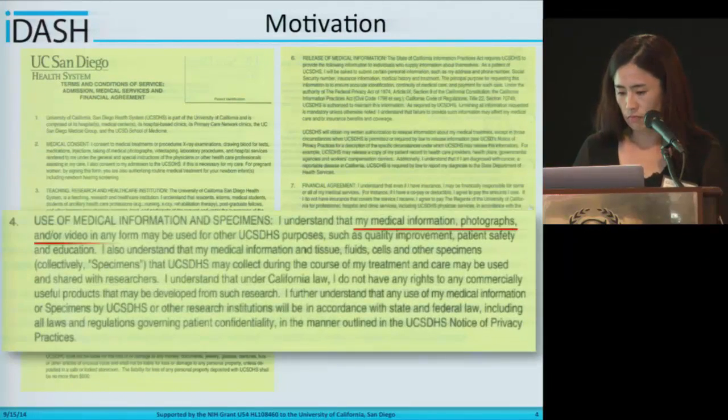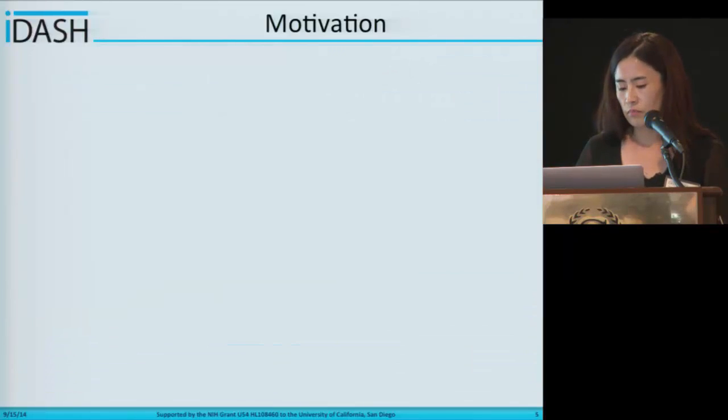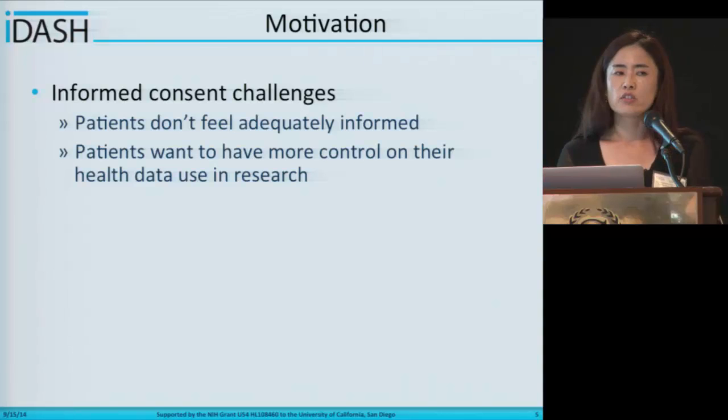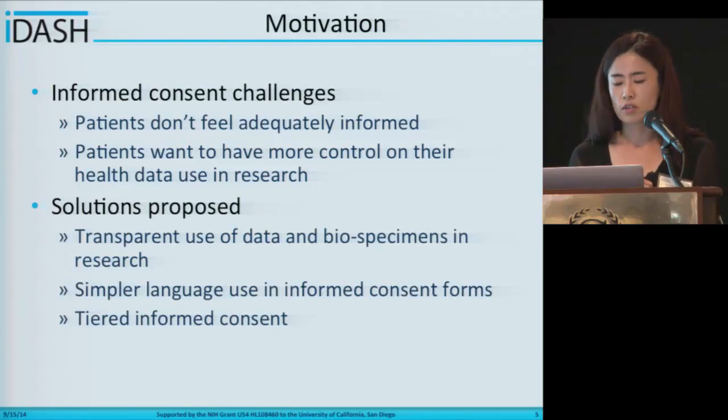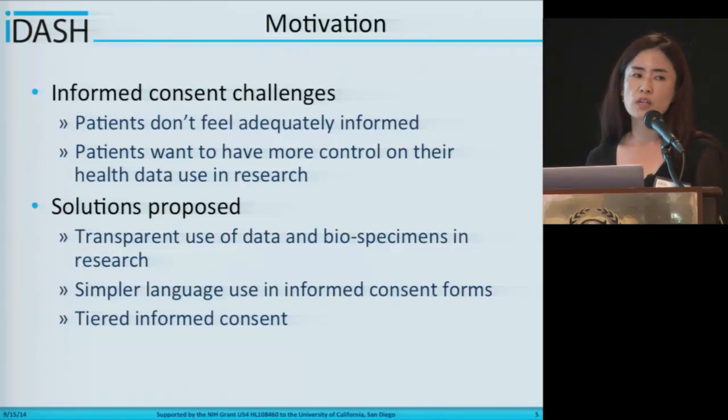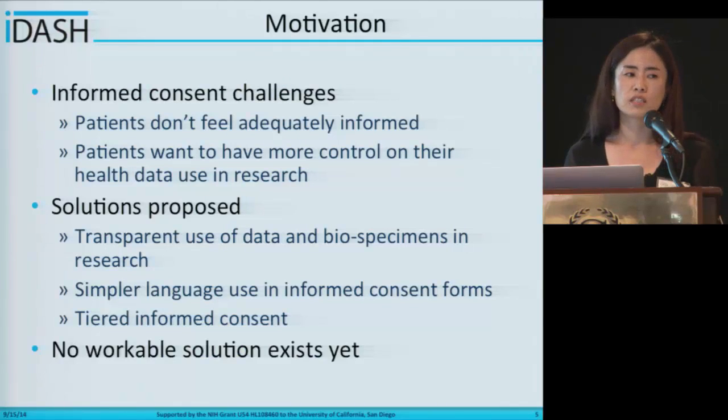Now the motivation is obvious. The problem is that we, or patients, don't really get adequately informed about all this. But if we ask them, they actually would like to have more control over how their data is being used for research. Many studies have proposed solutions, like transparent use of data and biospecimens in research, which is such an obvious idea nobody can disagree with, and simpler language so that people can at least understand what they are signing, and some tiered informed consent. But the bottom line is that no proven or workable solution exists yet.